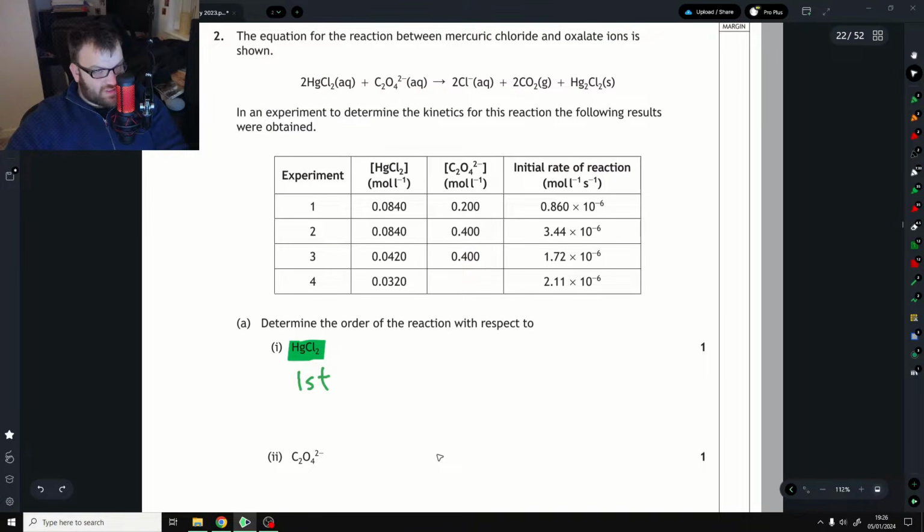When it comes to looking at the oxalate ions, we want to be looking at experiments 1 and 2. As you double the concentration of oxalate, the rate is going to quadruple. That's going to give you a second order reaction. If you're not sure if it's quadrupling or doubling, if you just divide the bigger one by the smaller one, here we get it comes out as a value of 4. That means it's quadrupled. If it's quadrupled, that means we have a second order reaction.